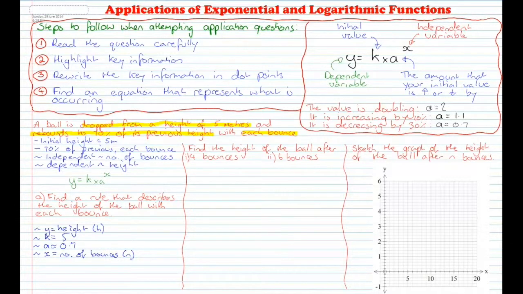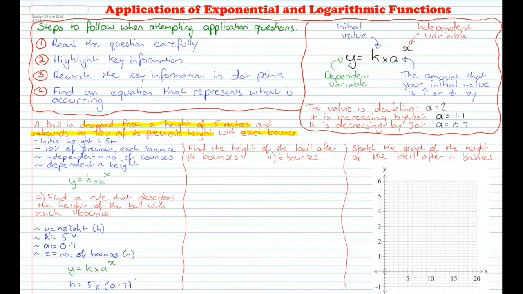So let's go through and rewrite out our equation. That is, y is equal to k times a to the power of x. But let's go through and substitute in what we now know. We said y, we're going to call that h for height. So h is equal to our k, that's 5, times our a, that's 0.7, so we'll just put that in brackets, 0.7 to the power of x.